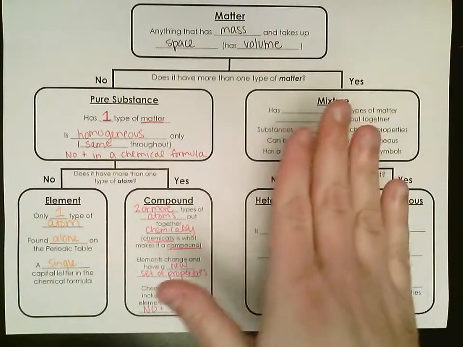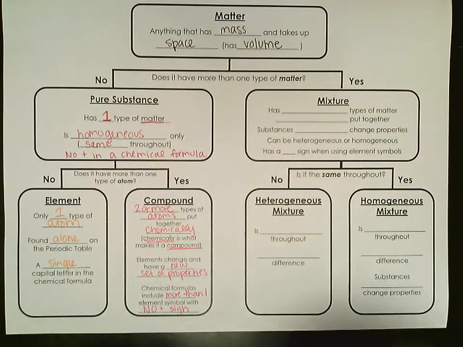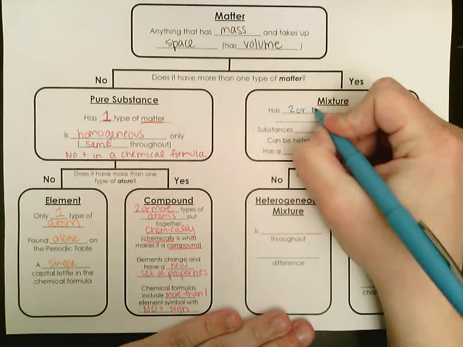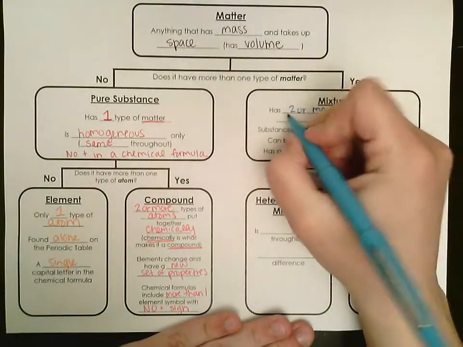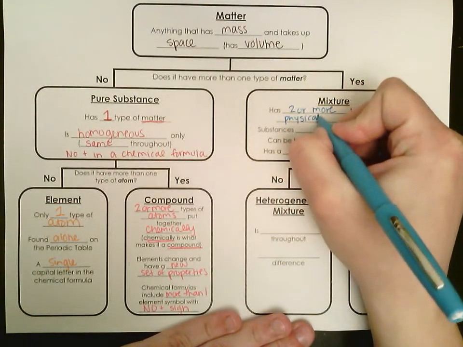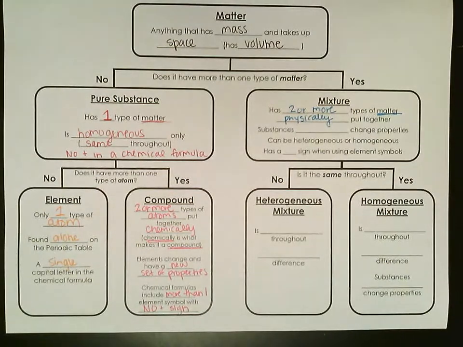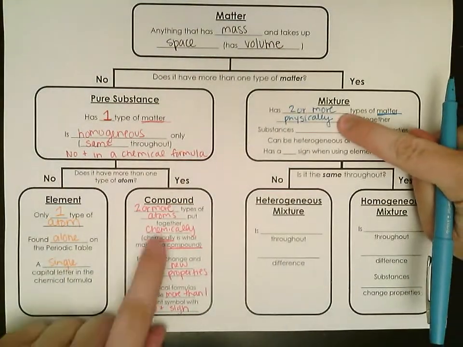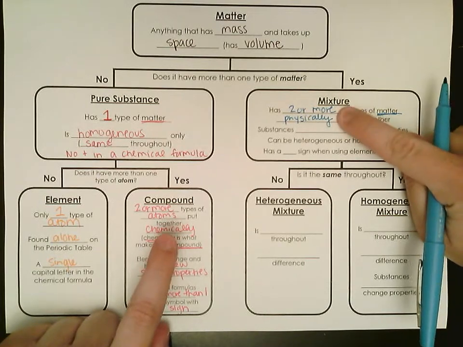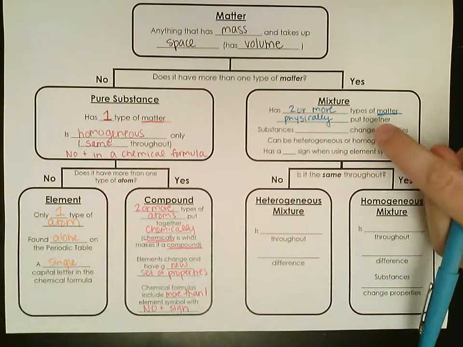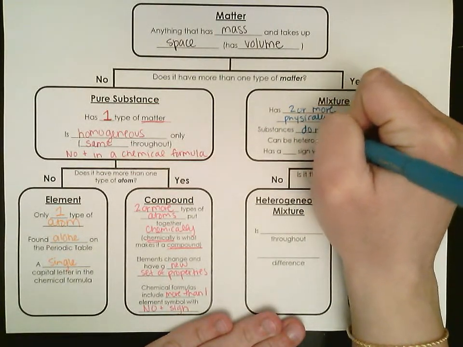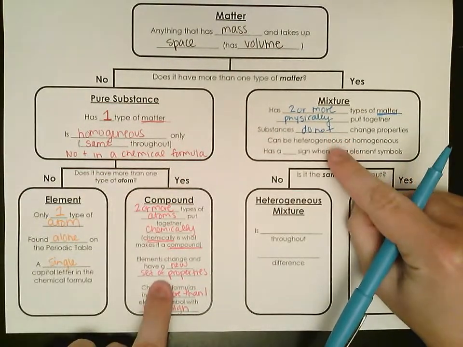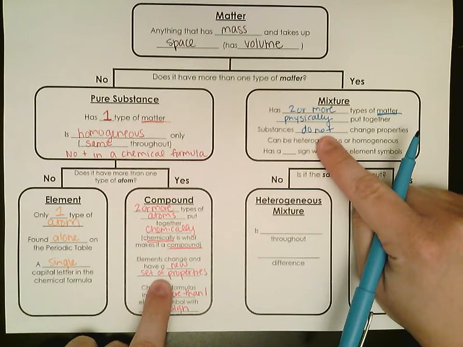Now let's talk about our other section of matter here, which is our mixtures. So a mixture has two or more types of matter, so two things physically put together. Again, that physically is important here because that's going to tell us the difference between a mixture and a compound. Physical is mixture, chemical is compound. CC, chemical compound. In a mixture, substances do not change properties. That's another difference. In a compound, we have a new set of properties. In a mixture, we are not changing our properties.